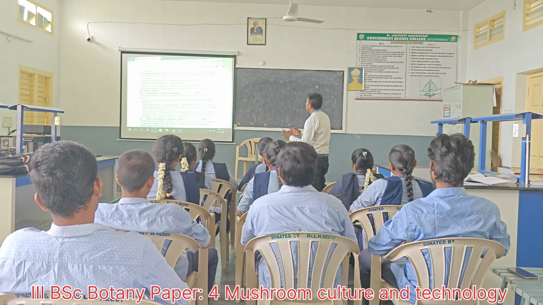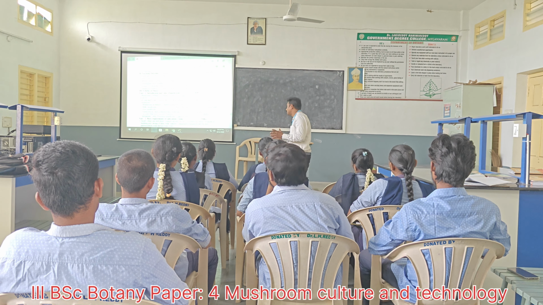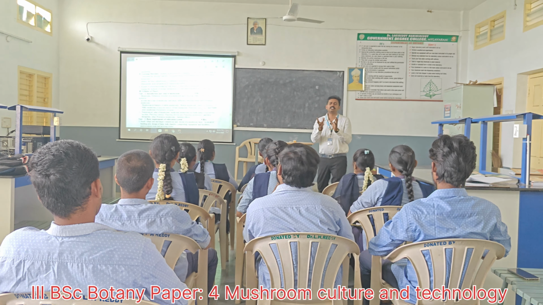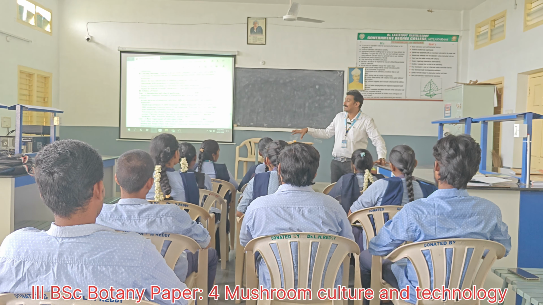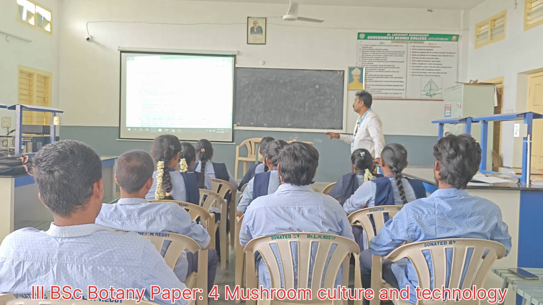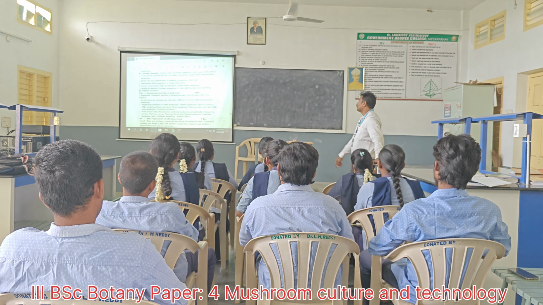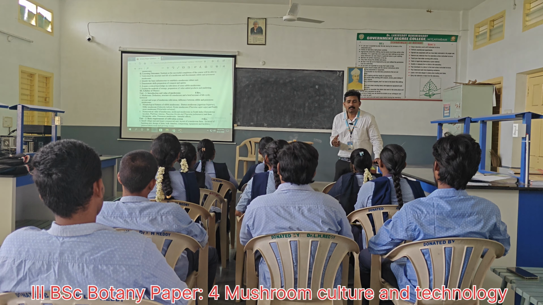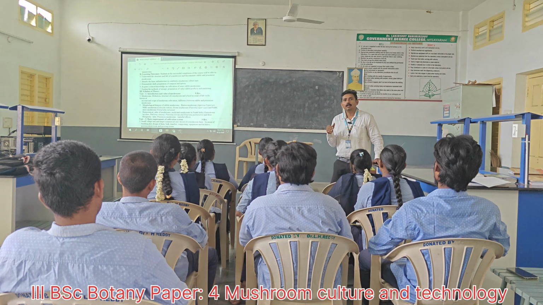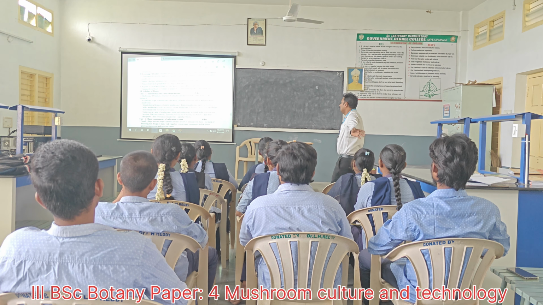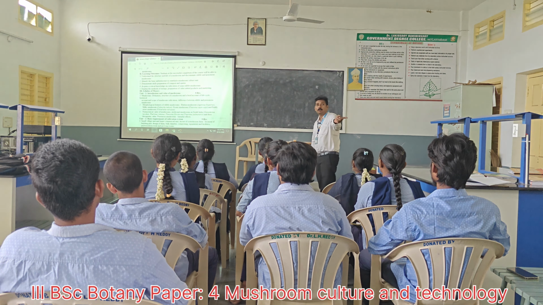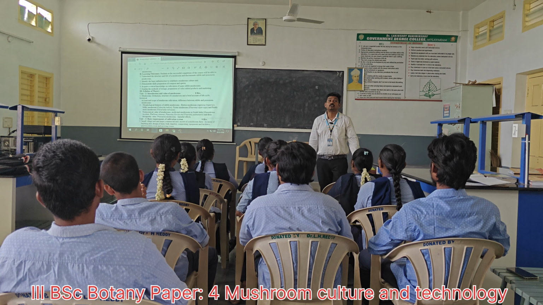And the third edible mushroom is oyster mushroom. The shape of the oyster mushroom looks like an oyster. That's why it is called the oyster mushroom. The scientific name of the oyster mushroom is Pleurotus sajor-caju. Right. Okay. Another very important mushroom is paddy straw mushroom.